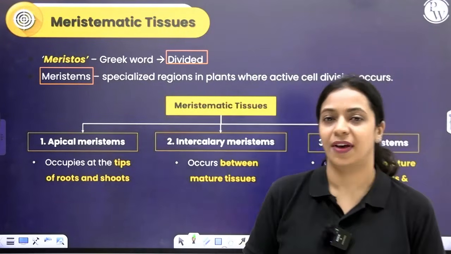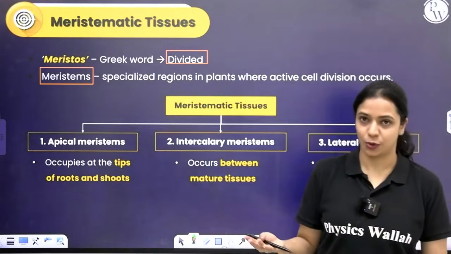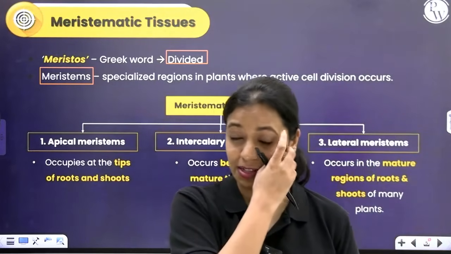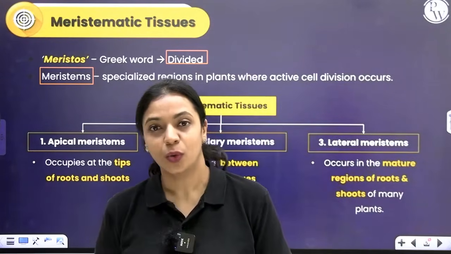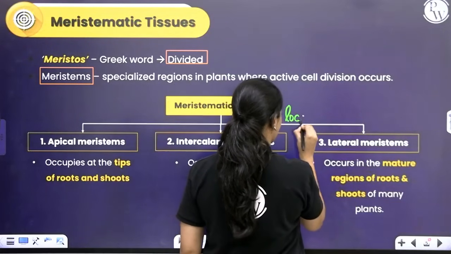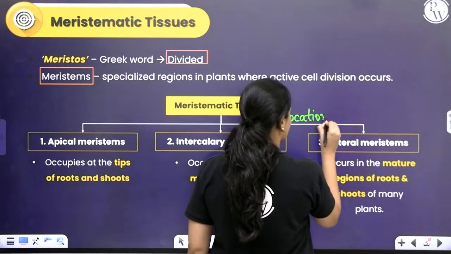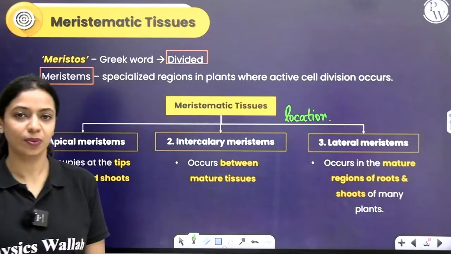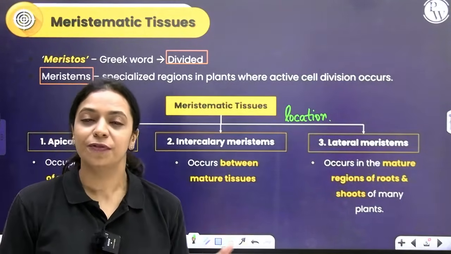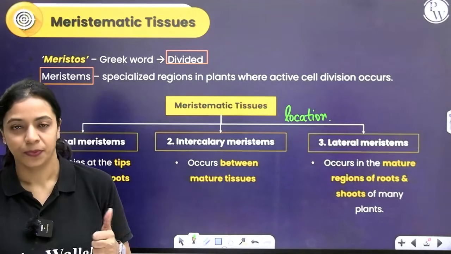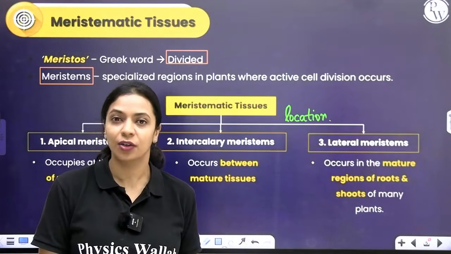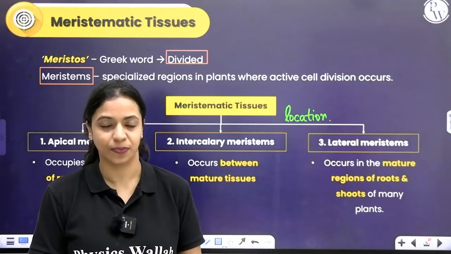We can classify meristematic tissue in many different ways. One way which we classify meristematic tissue is based on where it is located, based on its location. If you consider the location of meristematic tissue, you can divide it into 3 different categories. The first one is apical meristem. The second one is intercalary meristem. The third one is lateral meristem.